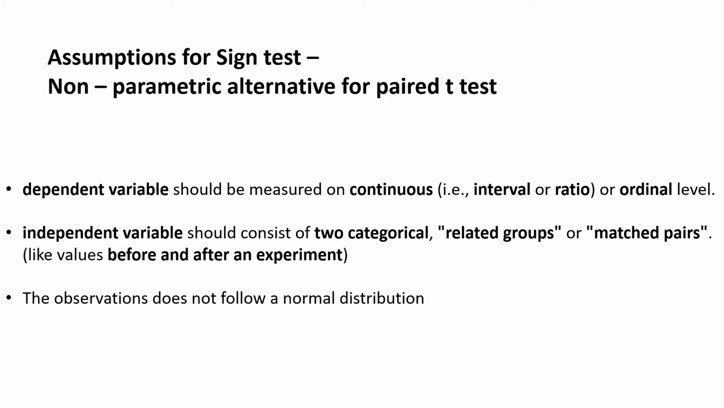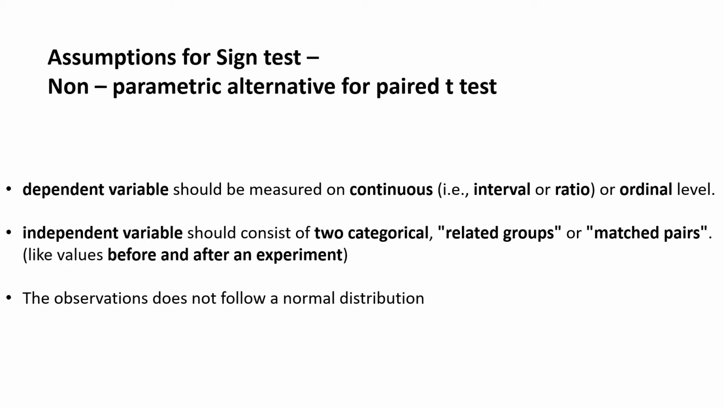Now we will go through the sign test. There are some assumptions for the sign test. Sign test is the non-parametric alternative for the paired t-test. What are the assumptions? The dependent variable should be measured on a continuous scale. Continuous scale can be interval or ratio scale, or ordinal level also. So the dependent variable can be either continuous scale, which are interval and ratio scale, or ordinal scale. Ordinal scale is ordinal categorical.